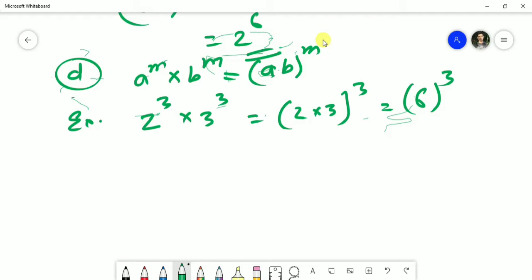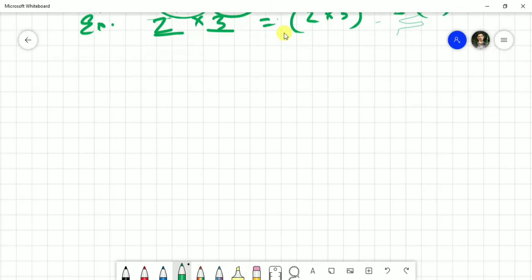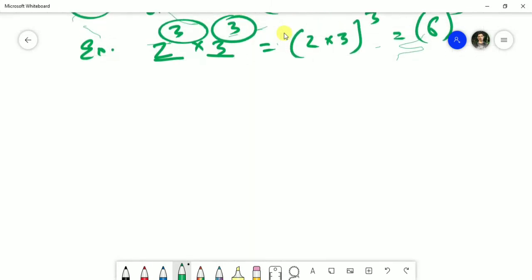Next, remember always, before we proceed, this and this must be the same, the power must be the same. If they are different, then no problem, we can use this form. You have to use your own brain to see such conditions in the question. I hope you can understand this law easily. Let's move to the next.